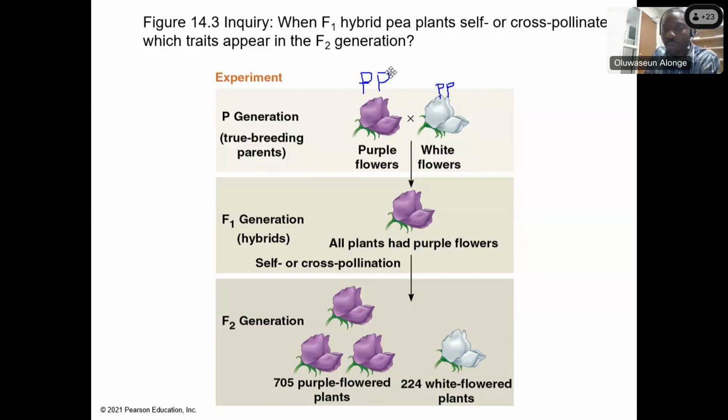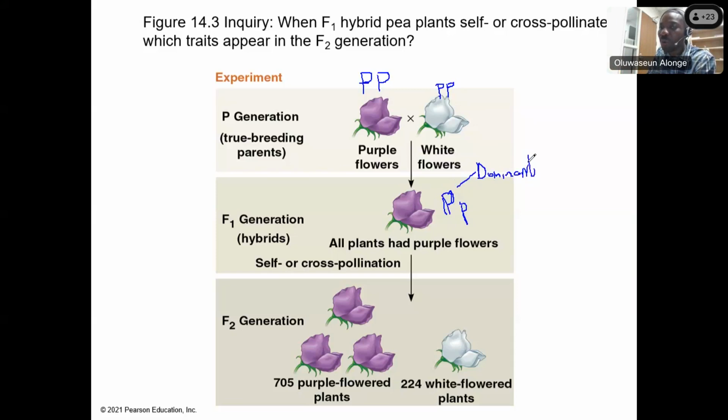Now, by the time they cross-pollinate this, what is going to happen? These guys will be uppercase P. If you don't understand this yet, not a problem, I will explain. These guys will be uppercase P and lowercase p. But the fact that they are uppercase P and lowercase p means that purple is dominant. And since purple is dominant, that means all of the offspring will be purple.